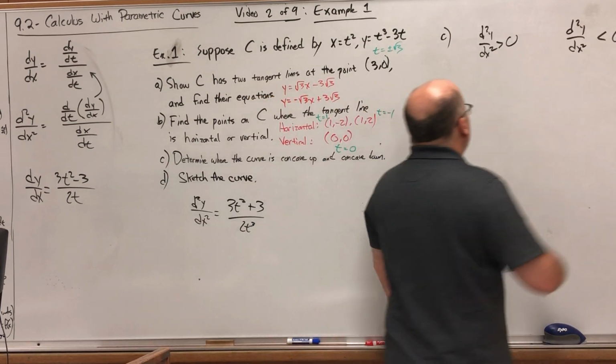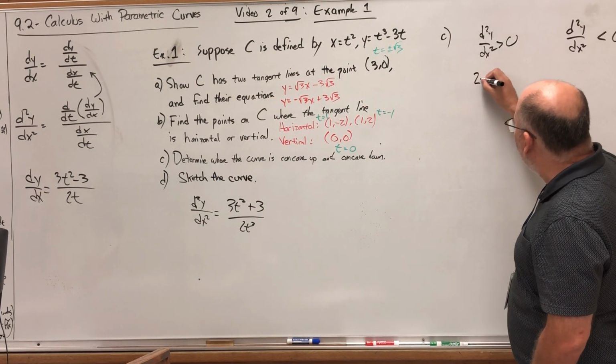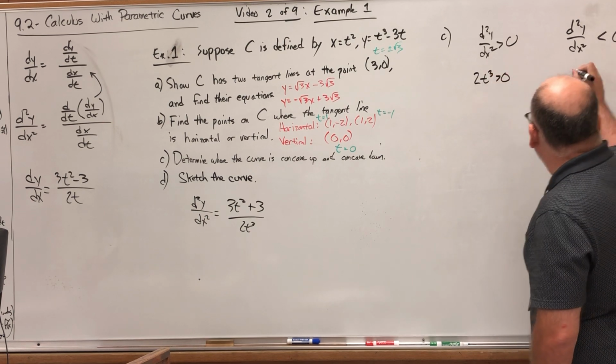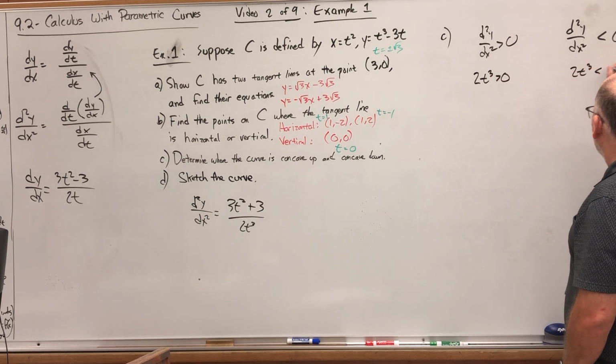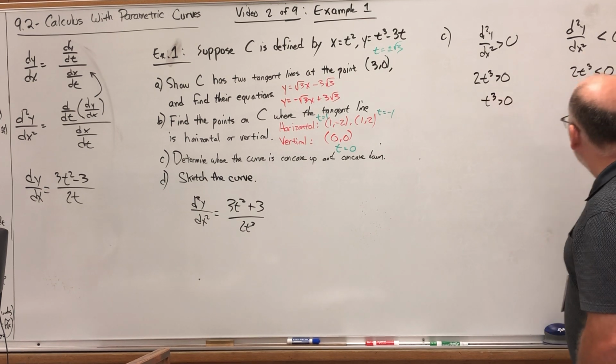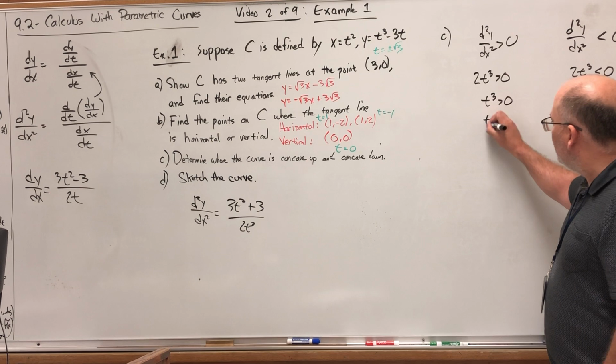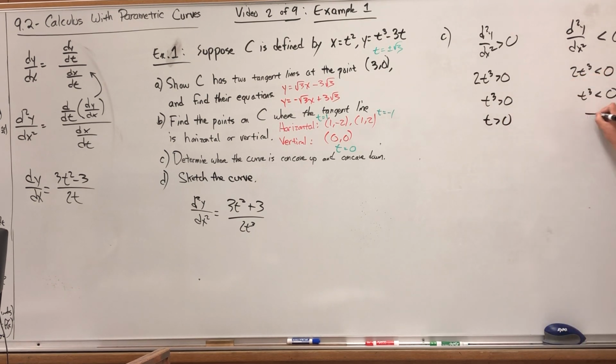So in other words, to figure out where this second derivative is positive or negative boils down to figuring out where its denominator is positive and its denominator is negative. Well, if we divide by 2, we get t cubed is greater than 0 and t cubed is less than 0. And knowing that when you cube a positive, it's positive, and when you cube a negative, it's negative, this is only true when t is greater than 0. This is only true when t is less than 0.